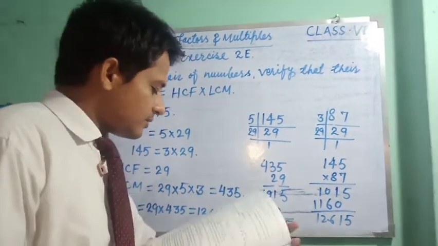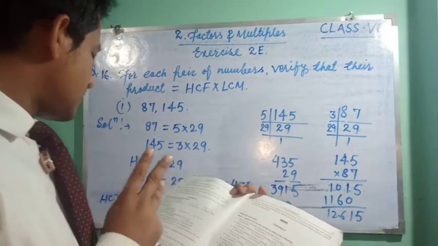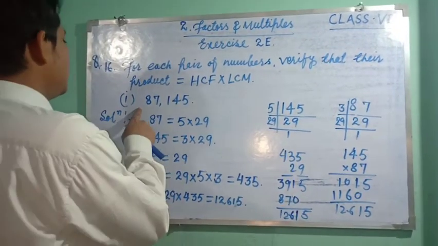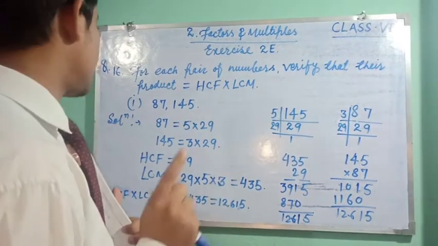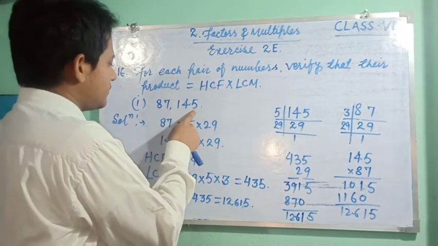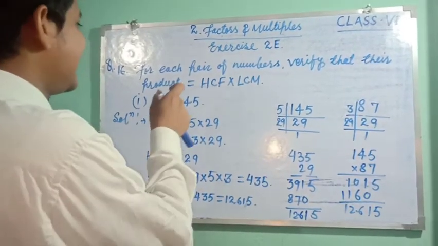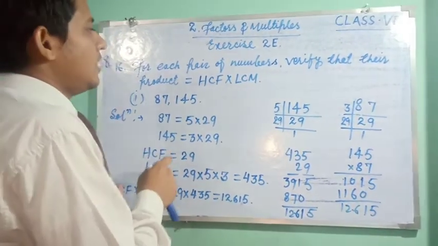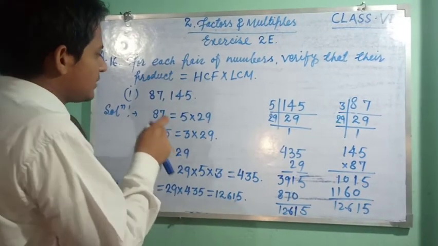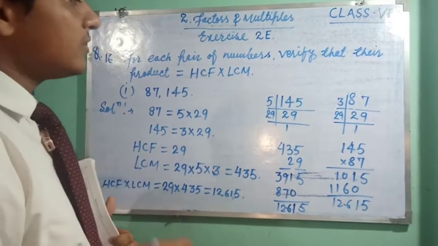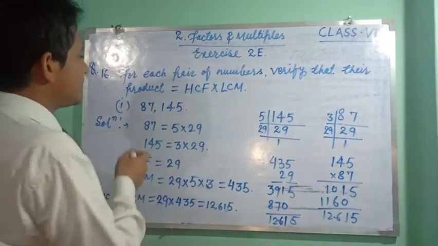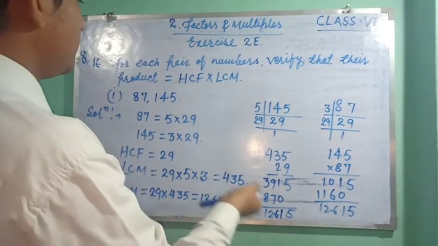Now, there are 3 sub questions of question number 16 and we have to solve only one, and you can do the other 2 questions. Here the first one is 87 and 145. First of all, we need to find the HCF and LCM of these 2 given numbers. Either we can find it by the division method or by the factorization method. Now let us see how to find the HCF and LCM by factorization method.